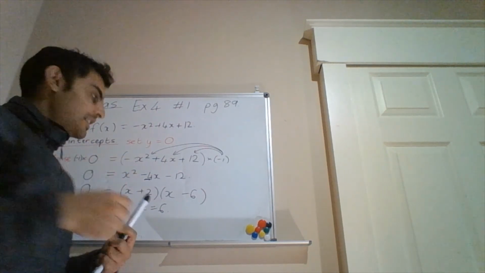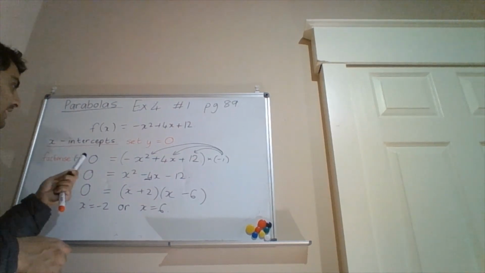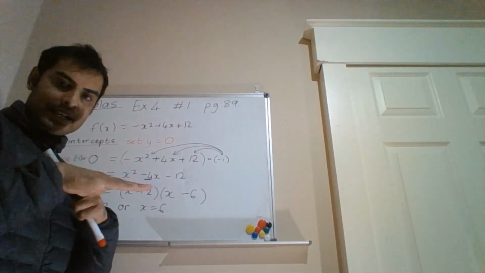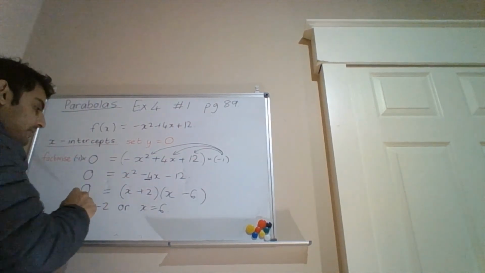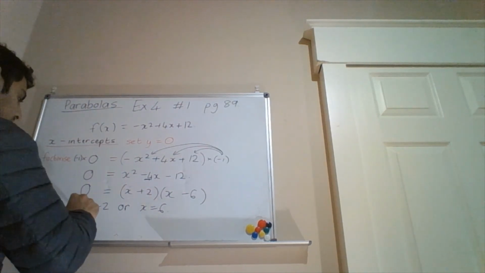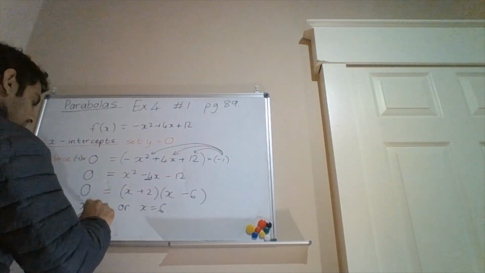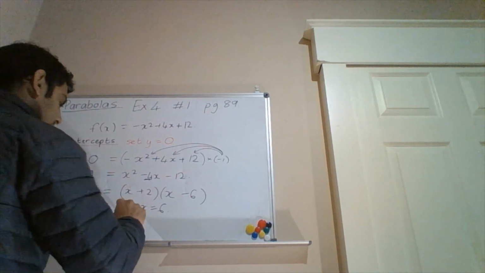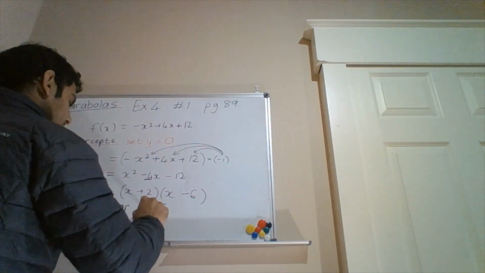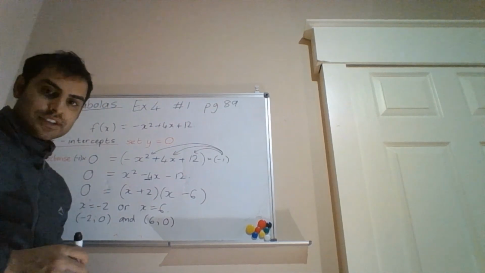And it means that when we set y equals 0, it's the x-axis. So these two values are our roots. So if we put the coordinate points, x is minus 2, y is 0, and the other root is when x equals 6 and y equals 0.